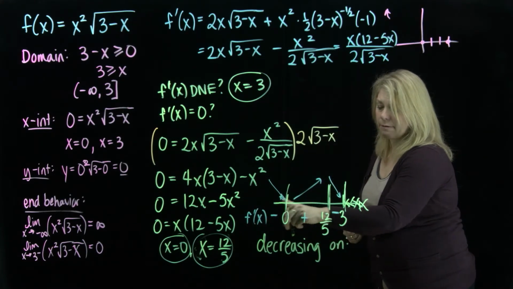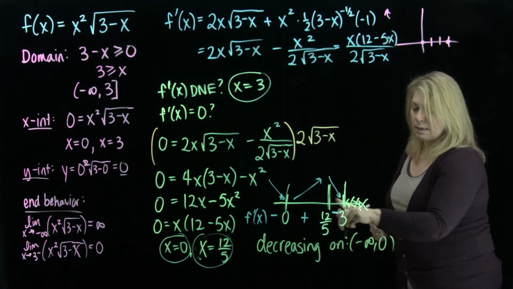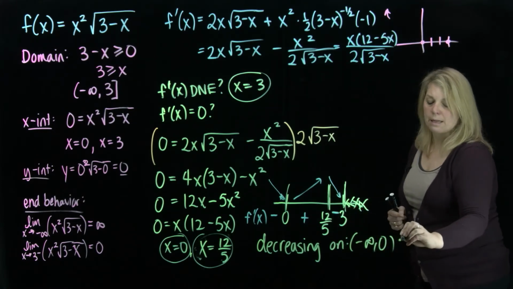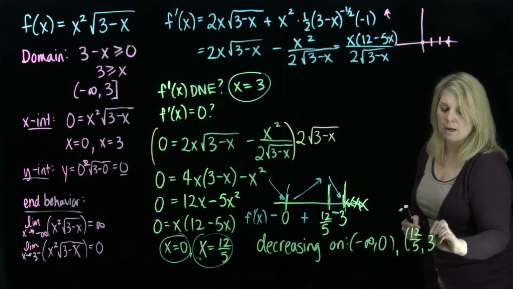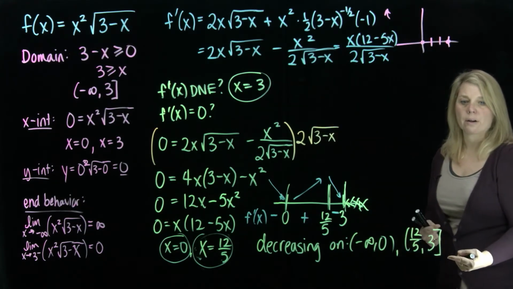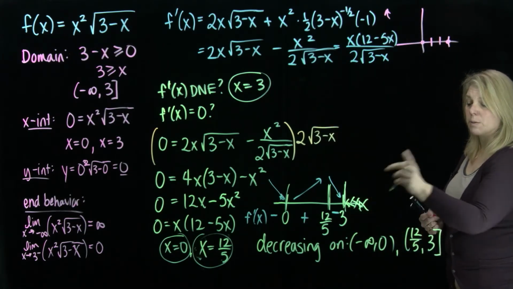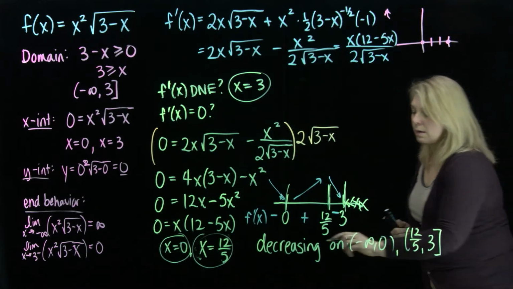So this interval left of 0 would be negative infinity to 0. And then this interval between 12/5 and 3, I'm going to close that boundary at 3 since that's the edge of our domain. The function stops there. If I had more and it switched to increasing in that next interval, I might use that as an open interval.